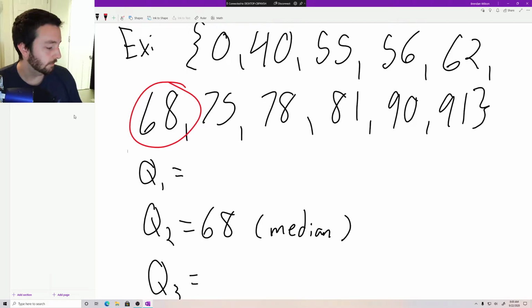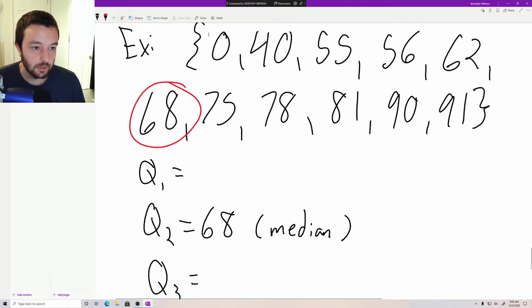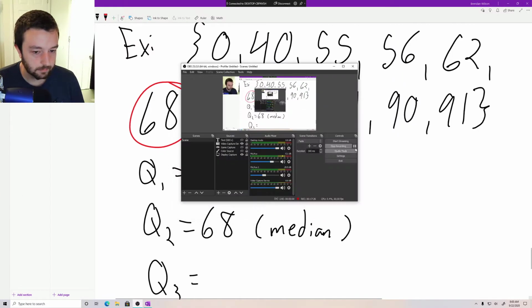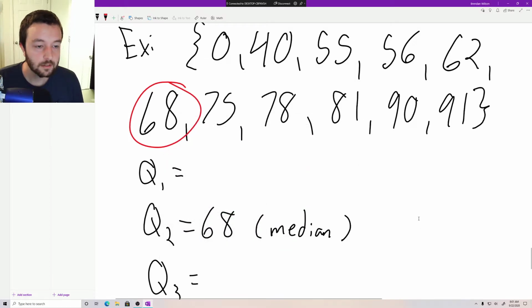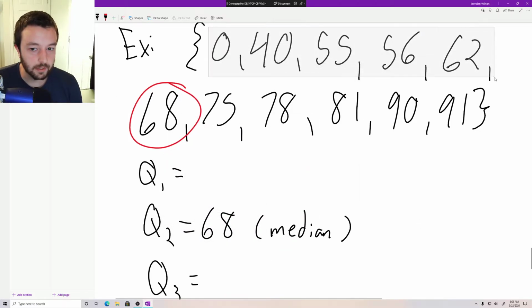Okay. So let's think about how we would find that. Okay. So we're looking at this part right here. Hang on, let me check something real quick. Okay. So we're looking at these numbers right here. We already found Q2, so we're not going to include that one. We're just going to look at these 5.